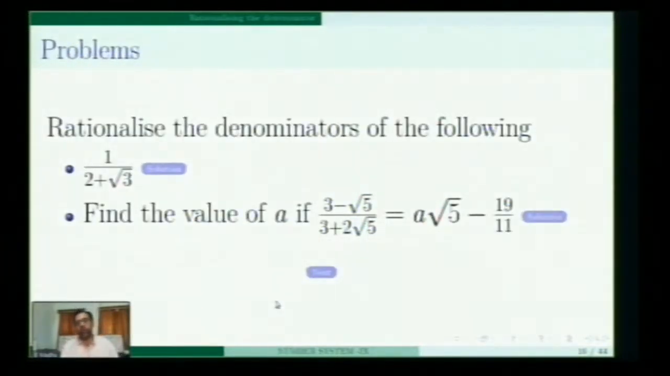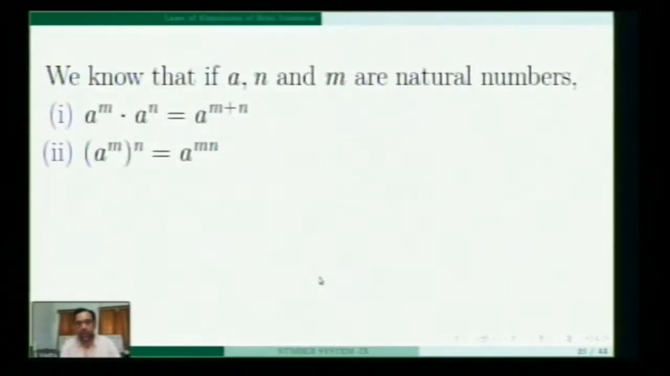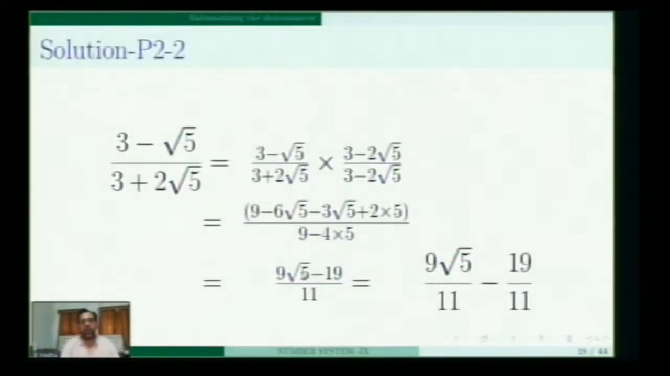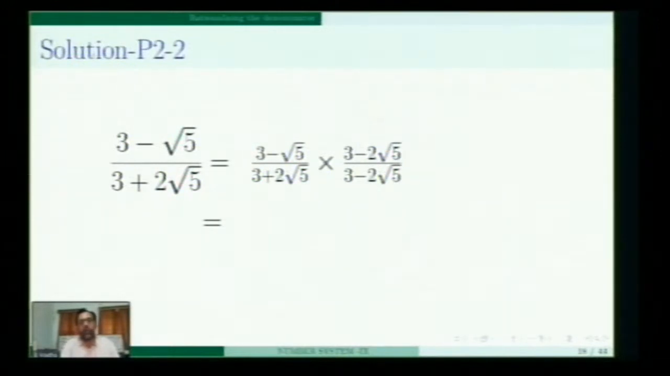In this problem, we are asked to find the value of a if 3 minus root 5 whole divided by 3 plus 2 root 5 is equal to a root 5 minus 19 by 11. Okay. So what we are going to do is take 3 minus root 5 whole divided by 3 plus 2 root 5. Here the denominator is an irrational number, so I want to rationalize the denominator.